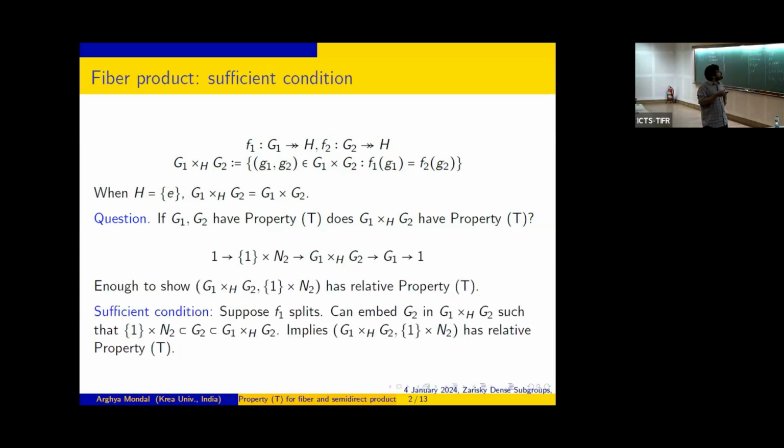In this case, because we know that G1 already has property T, it is enough to show that the middle group, the subgroup, has relative property T. And the sufficient condition is that one of the maps splits. If the first homomorphism splits, then we can embed the second group inside the fiber product such that it contains the kernel 1 cross N2. And because G2 also has property T, this will imply that the pair will have relative property T, and that will do the job.